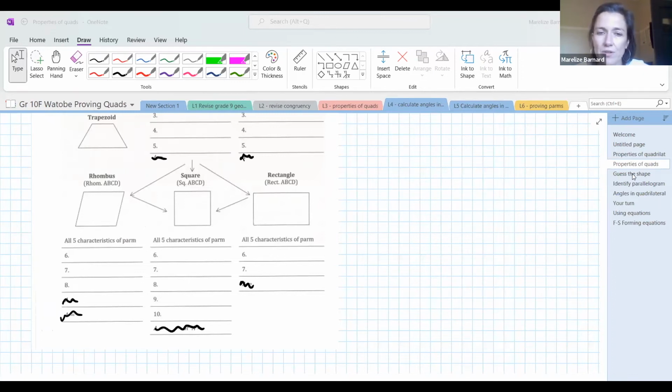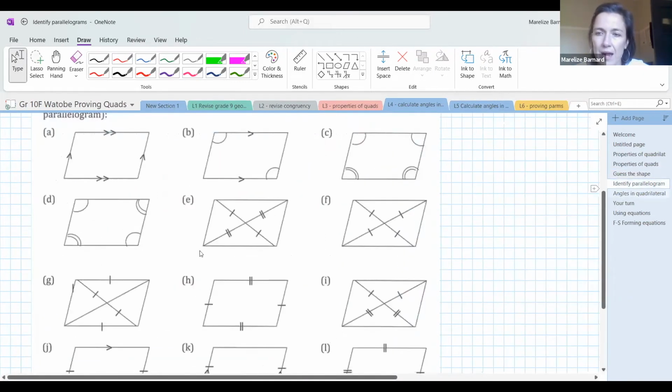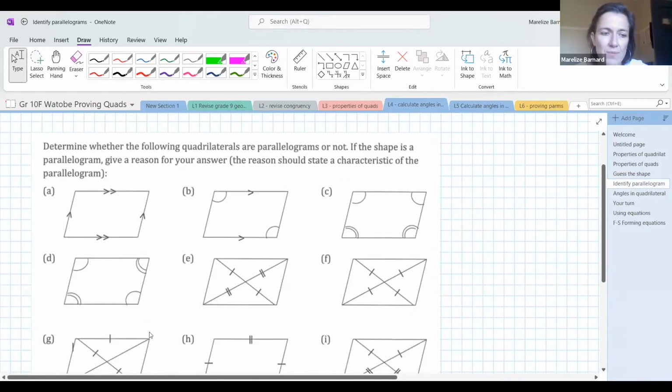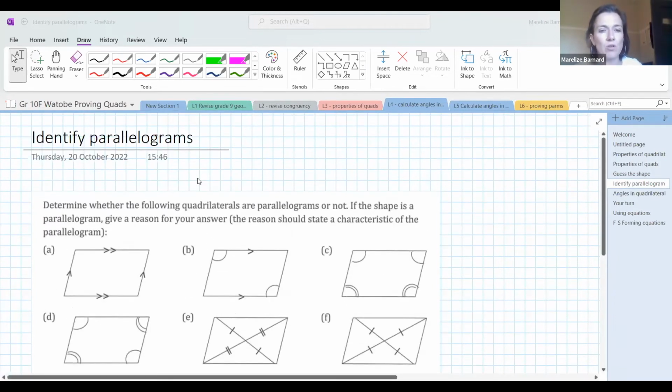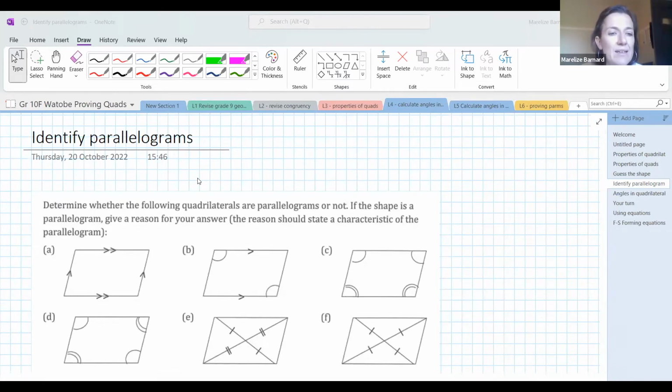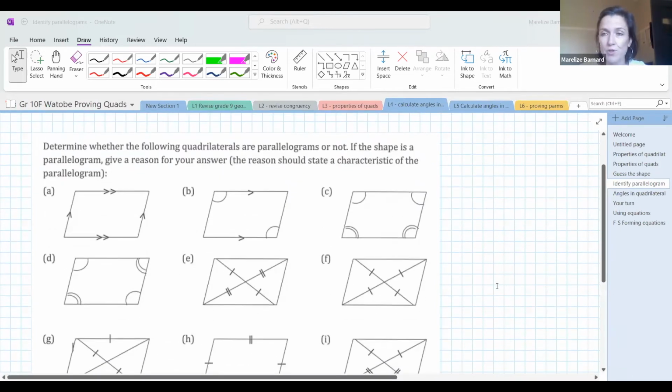Okay, we're going to carry on doing a bit of identifying the different shapes. We do have some time before we go on to doing some more angles and quadrilaterals. Right, so here we've got: determine whether the following quadrilaterals are parallelograms or not. If the shape is a parallelogram, give a reason for your answer. Okay, I'm going to do the first one with you so that you can see how it works.